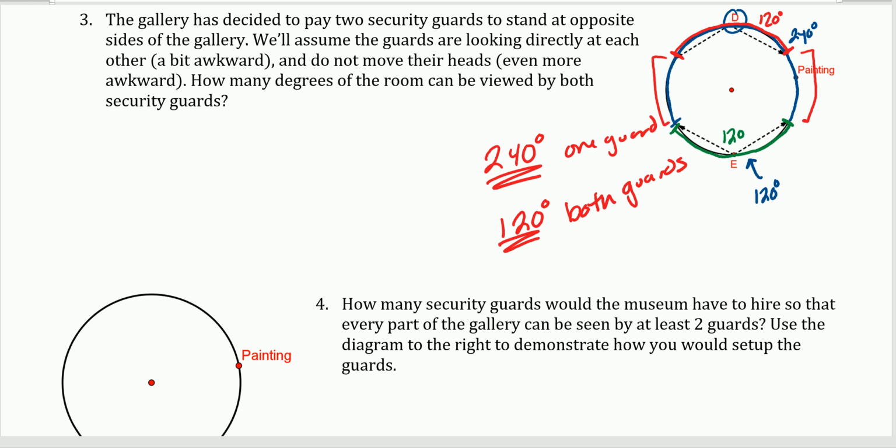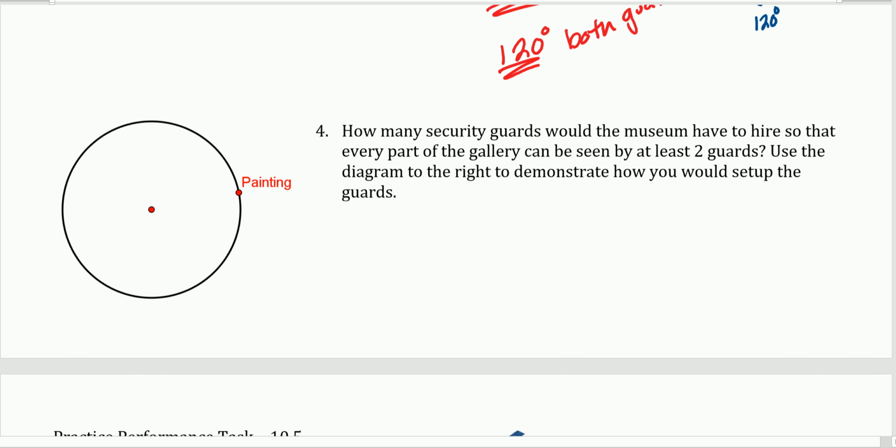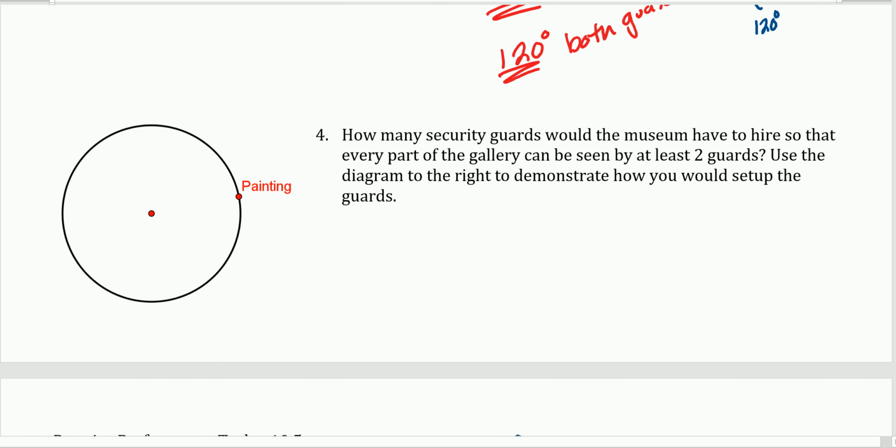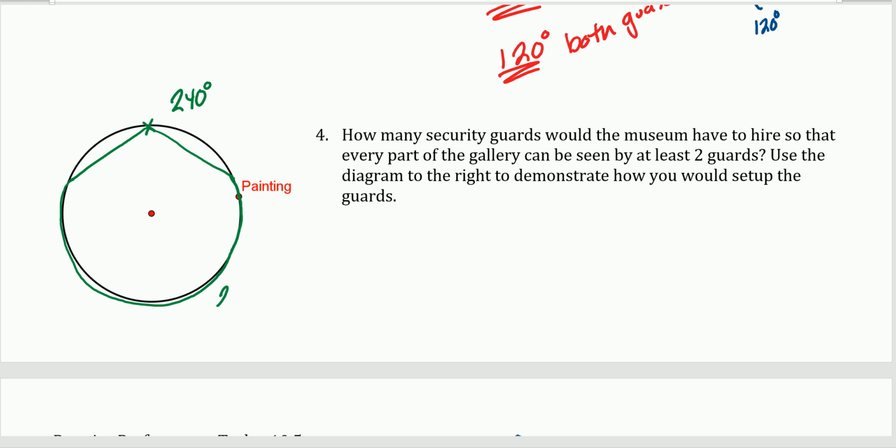Finally, number 4 is a very challenging question, but I think the best way to approach number 4 is algebraically. We know that if a guard is positioned on the side of the room, he can view 240 degrees of the circle. Looking out this way and this way, what's left over here is 240 degrees. Because his line of sight is 120, pulled back makes the arc 240.